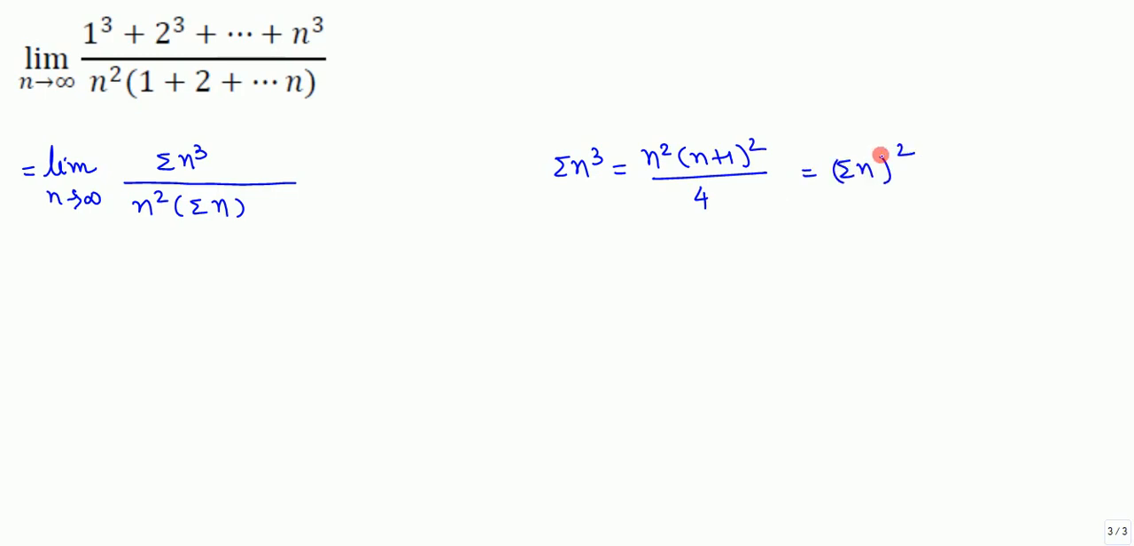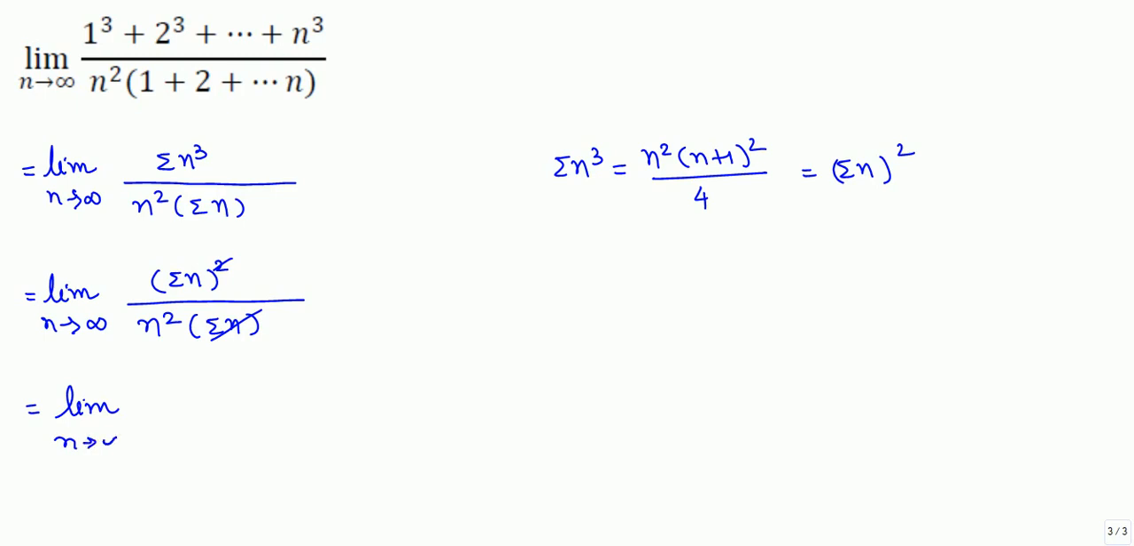It is nothing but sigma n whole square. This formula is correct, so we show this sum in short this way. Limit n tends to infinity sigma n cube, because it is equal to sigma n whole square. See, you have to write sigma n whole square, not sigma n square, the meaning will change. Upon n square as it is into sigma n. Sigma n square and sigma n cancel. So what is left? Limit n tends to infinity sigma n upon n square is left.